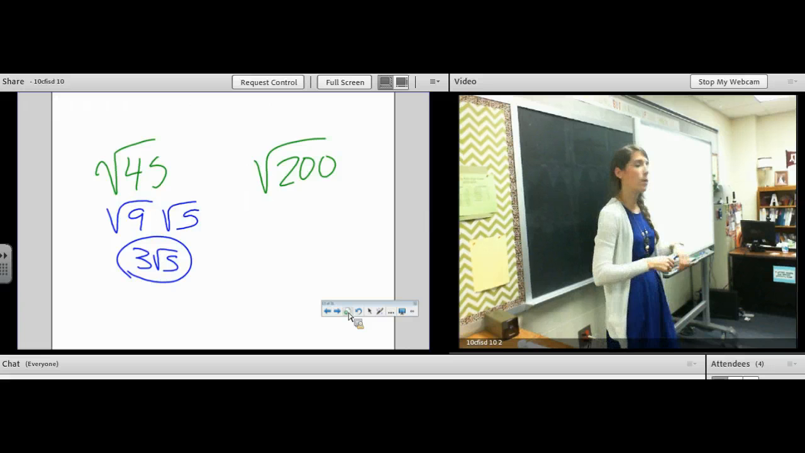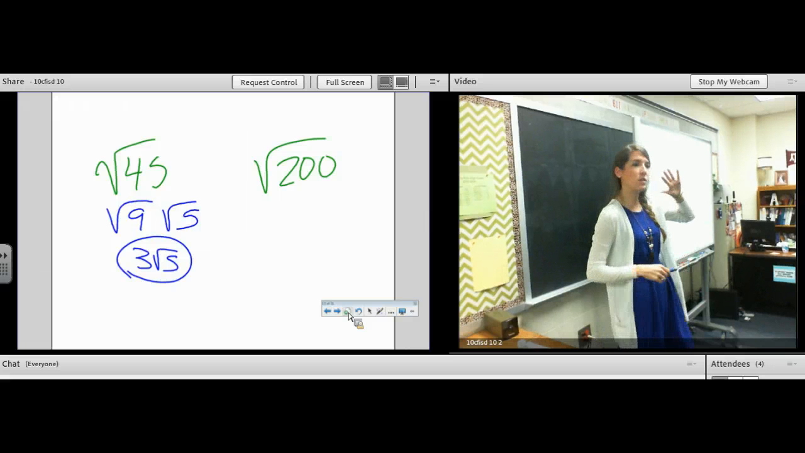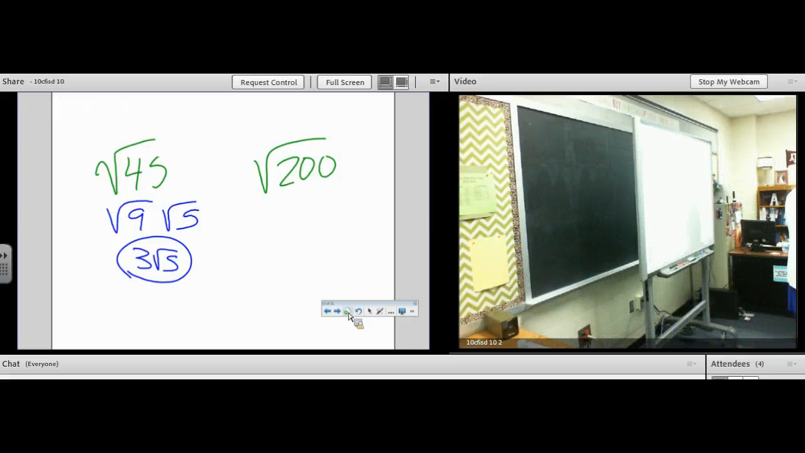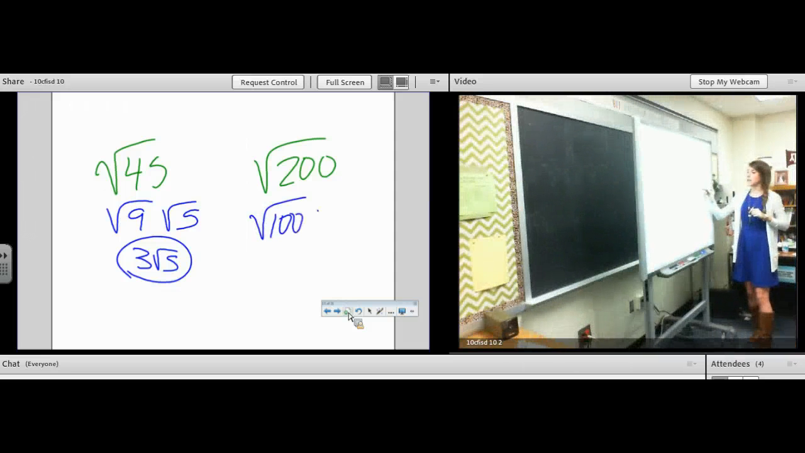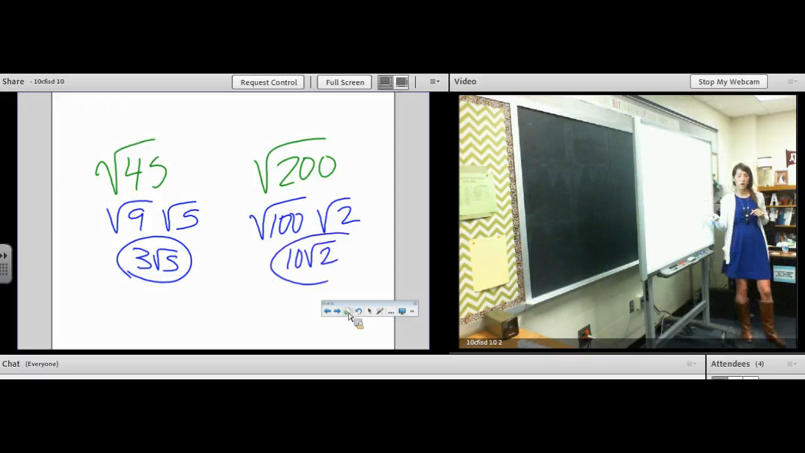Let me show you another one. What's the biggest perfect square that goes into 200? 100. So it's 100 times 2. What's the square root of 100? That was way less work than the factor tree. But if you don't have good number sense and you haven't memorized your perfect squares, then this is not going to be your way. But I wanted to show you that because why would you go through all the work of a factor tree if you can just go from there to there?